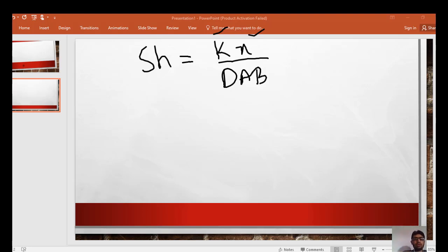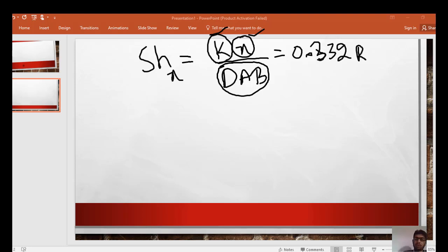So the local Sherwood number is equal to the local mass transfer coefficient at the point x into x, divided by the diffusivity of component A into component B. Similarly, this is equal to 0.332 Reynolds number to the power 1 over 2 and Schmidt number to the power 1 over 3.